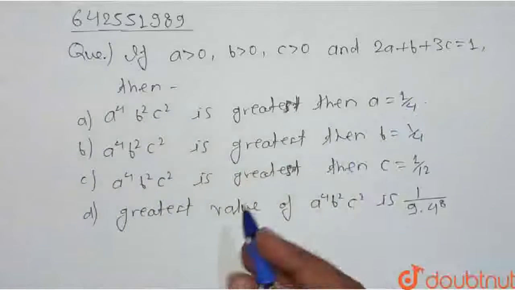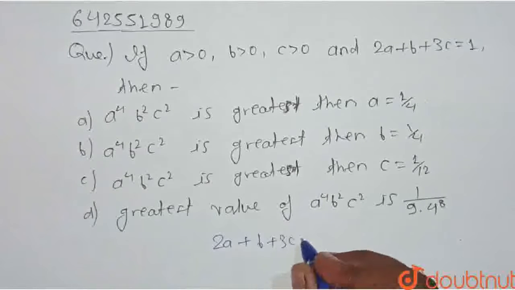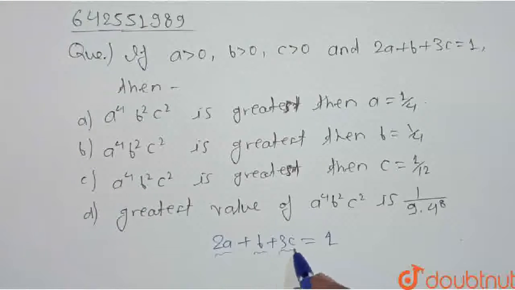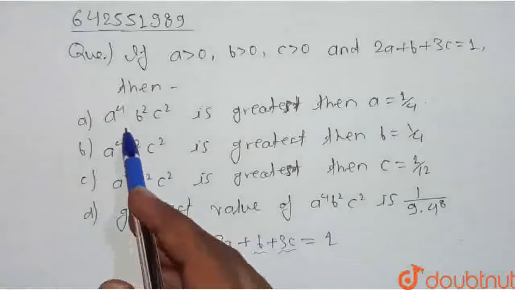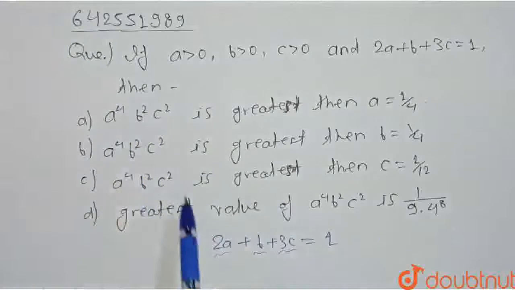That means if we write the given equation 2a plus b plus 3c is equal to 1, and we know a is greater than 0, that means 2a is also greater than 0, b is greater than 0, and 3c is also greater than 0 because c is greater than 0. So if we want to find the minimum value of this by using AM-GM, then we get a product of a, b and c, which we need here.